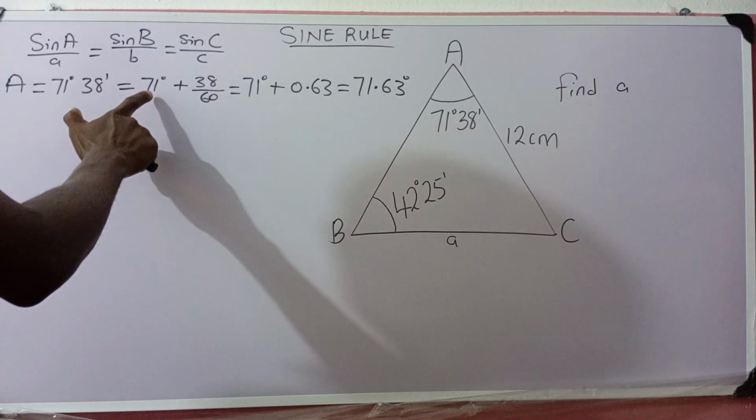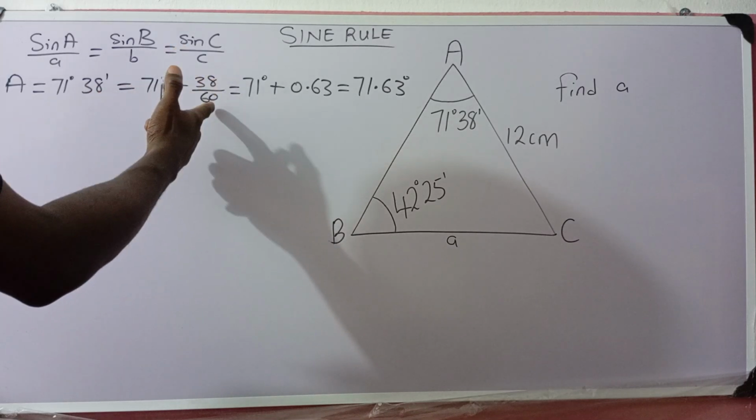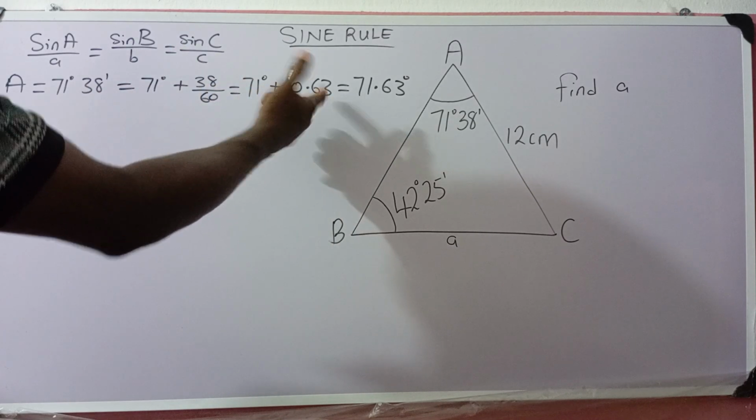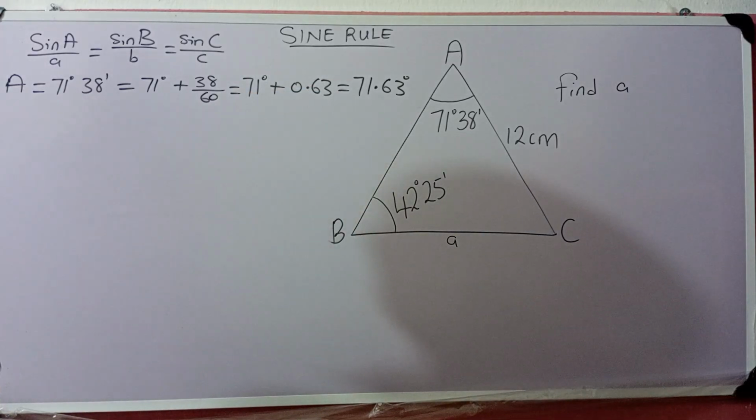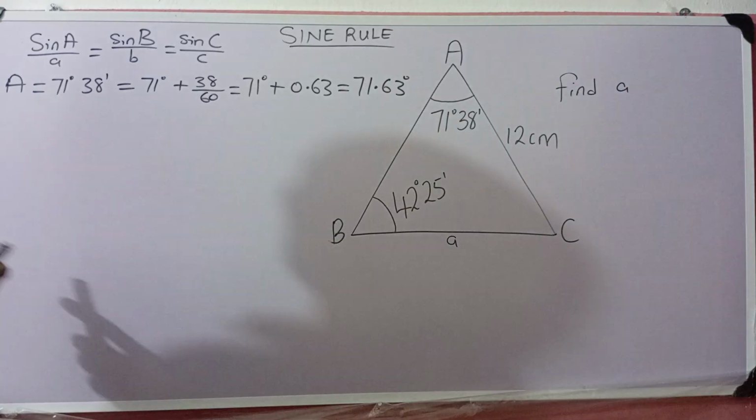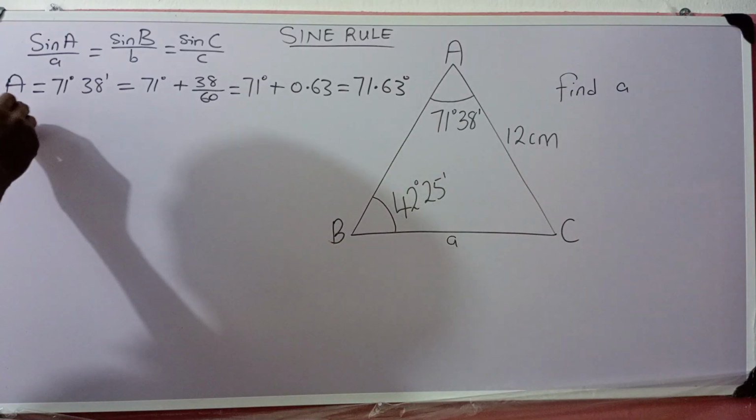71 is already in degree. Then 38 divided by 60 to convert it to degree. Then you now add both of them together to convert the whole thing to degree. We'll do the same thing with that of angle B.